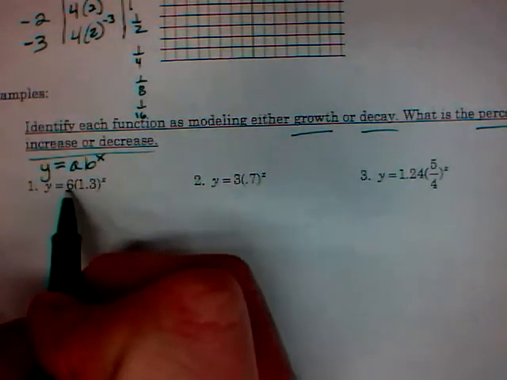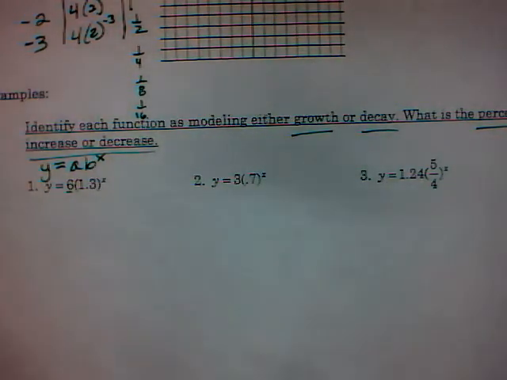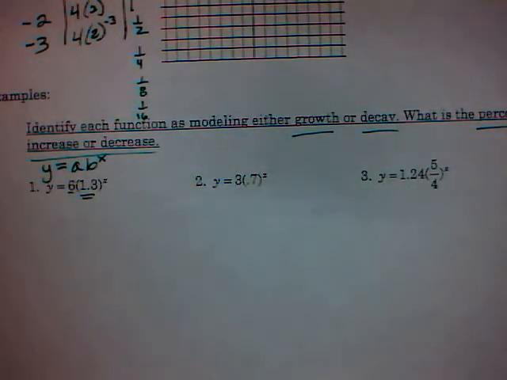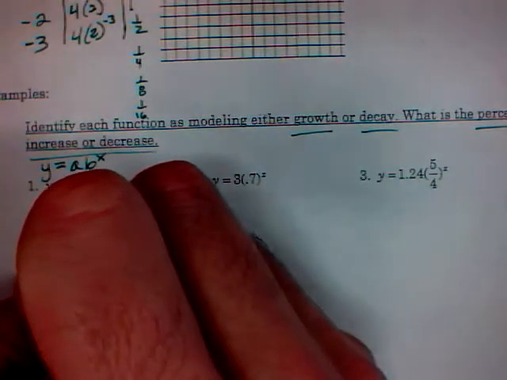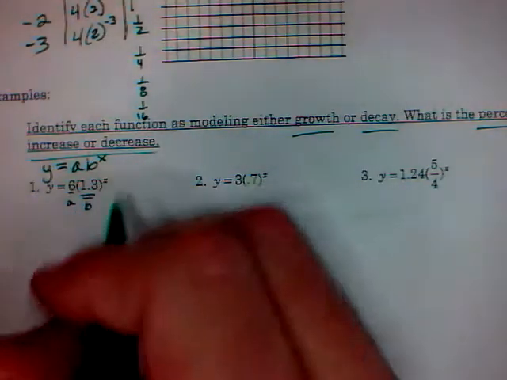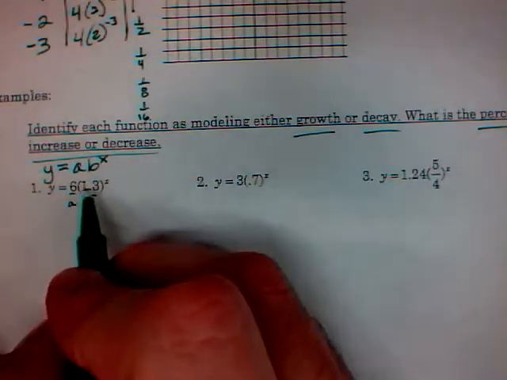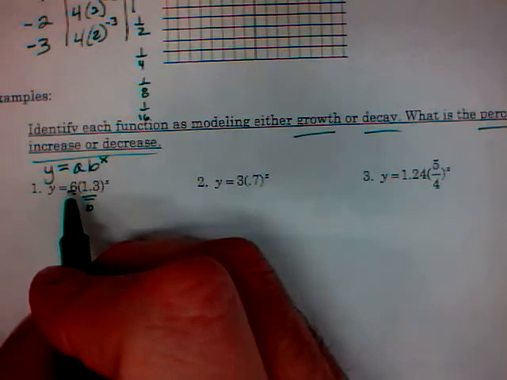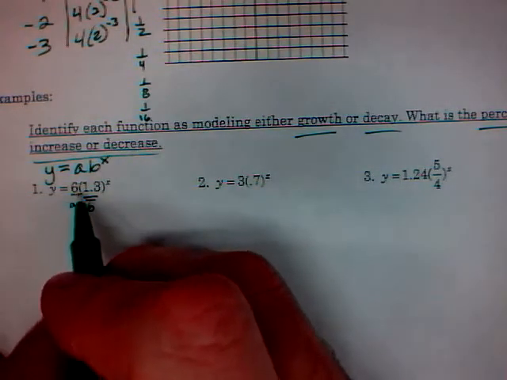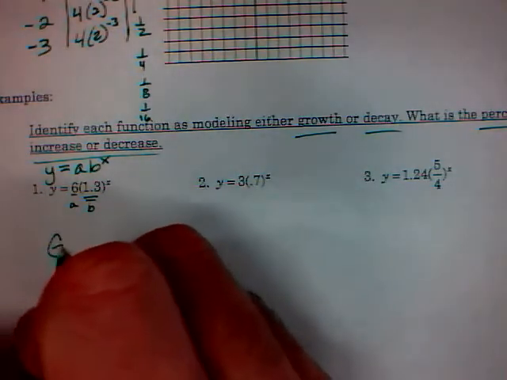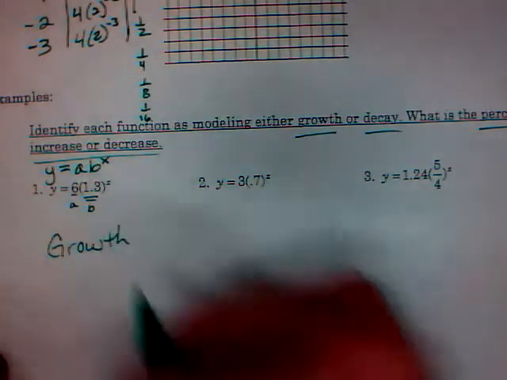So here our initial amount is 6, so we're starting off with 6 of something, and then we're multiplying it by 1.3. So this is your A, this is your B. And since our B here is 1.3, we're multiplying our initial amount by a number greater than 1. So multiplying 6 by 1 would get you 6, but multiplying by bigger than 1 is going to make it larger, so that's going to make this a growth function.